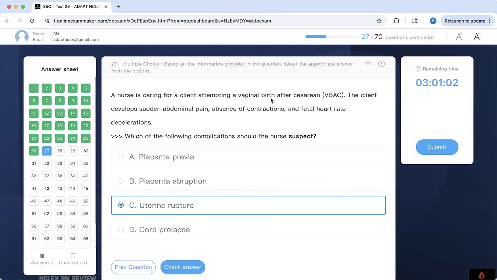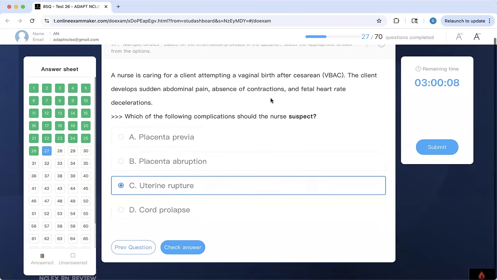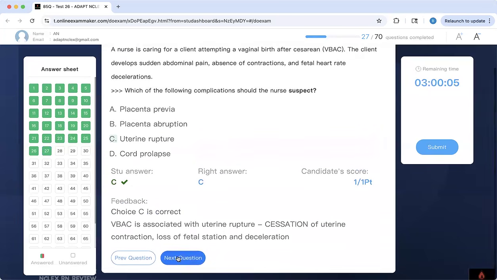Why? This gives you away. If you have a vaginal birth after you've already had a C-section, you're more likely to have uterine rupture. The incision can break. That's why most people will go and have a C-section. But when we see sudden onset of abdominal pain, cessation of contraction, no more contraction, loss of fetal station, and the baby is not doing well, this is uterine rupture. Placenta previa, painless vaginal bleeding that is bright red. Abruption, painful dark vaginal bleeding, I don't see that. Cord prolapse, you'd see a description of cord coming out. There's no evidence in the stem of the question. Therefore, this is your right answer.